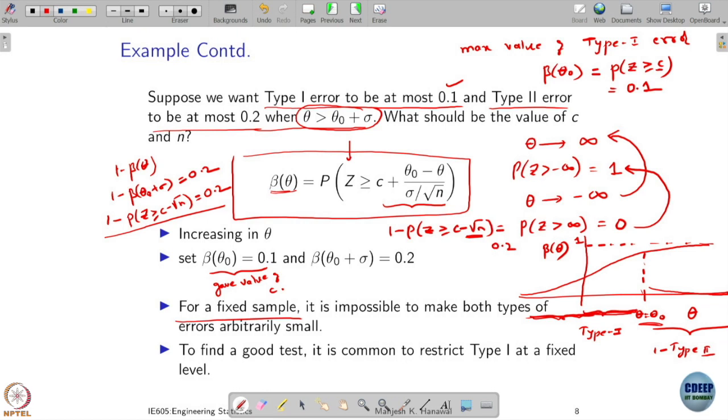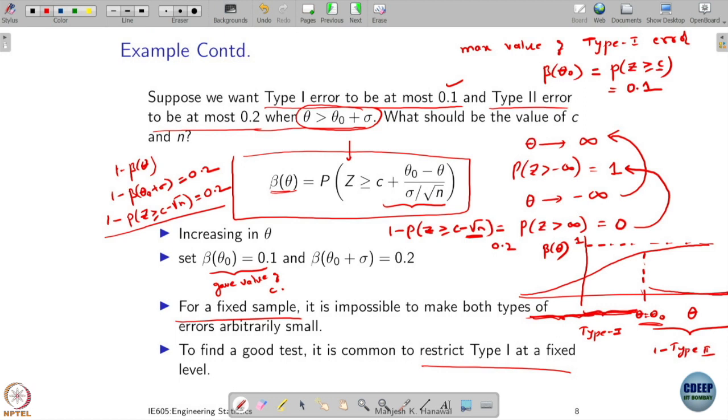That is why often in practice what we do is we say that my primary criterion is going to be on type 1 error. Let's guarantee that type 1 error is always going to be less than this much. And after that, see what is the smallest type 2 error you can get.